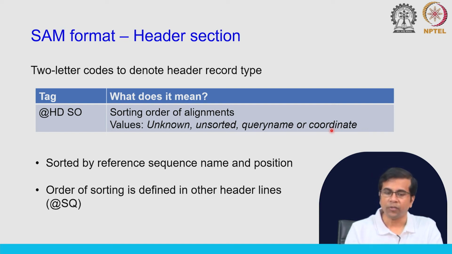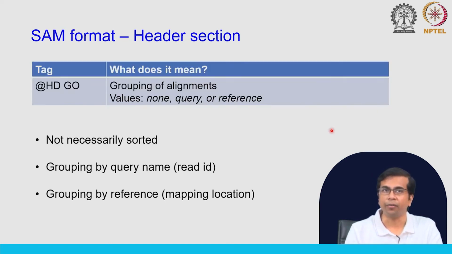So, you have @HD SO, then you also have @HD GO, which means how the alignments are grouped. You can be specific here. You can have grouping by none, meaning there is no grouping of alignments. The alignments can be grouped by query name, where the query is the name of the read, and then you can also have grouping by the reference.